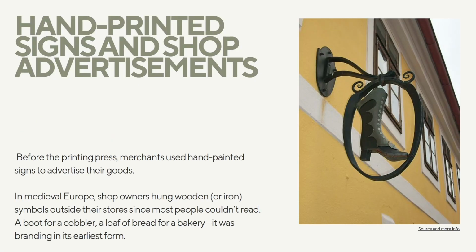From there, we're going to move to our hand-printed signs and our shop advertisements. We're going to jump up in the timeline just a little bit, and this is before the printing press. So how do you advertise your goods? Well, we're going to use hand-painted signs. In medieval Europe, the shop owners are going to hang wooden or iron symbols outside their stores because most people at this time couldn't read. So if you needed to go to the cobbler, how do you know which of those stores is the cobbler? Well, you look for the sign that's in the shape of a boot in this case. If it had bread on it, chances are it's a bakery. So it's an early form of branding, again, in its earliest form.